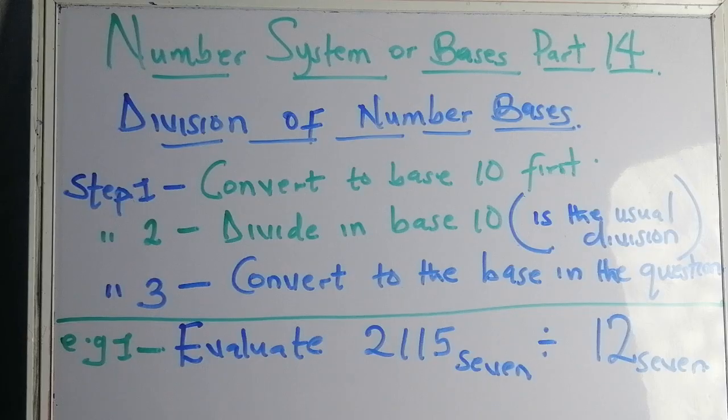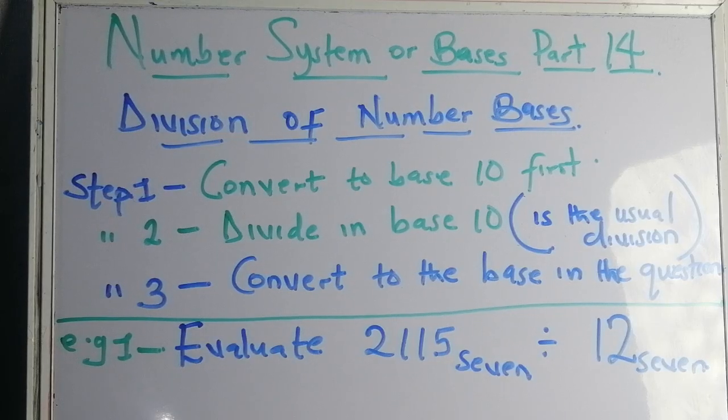For step 3, convert to the base in the question. We know how to do that. All you need to do is draw your table like we did in one of our parts. Put your value in base 10, maybe you're converting to base 2, then put your remainder in the other part. So you start dividing. As a result of this, we are going to play around with example one.